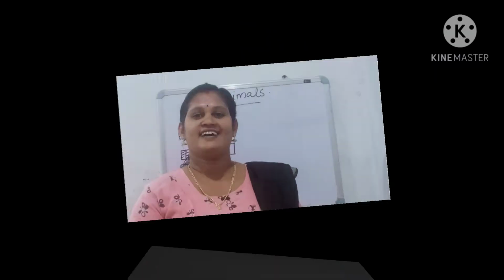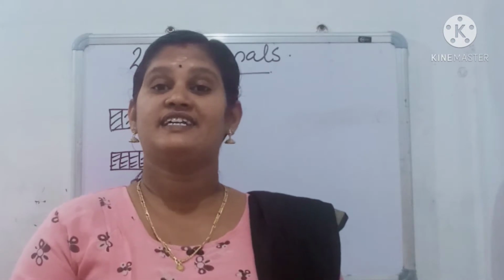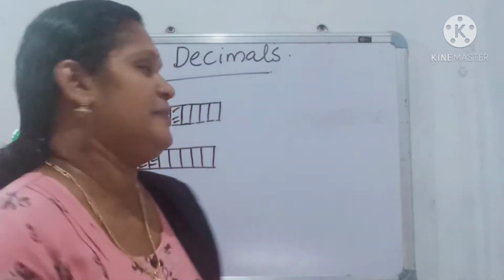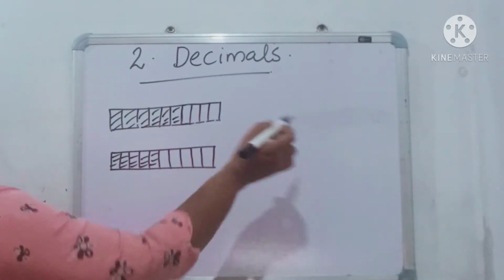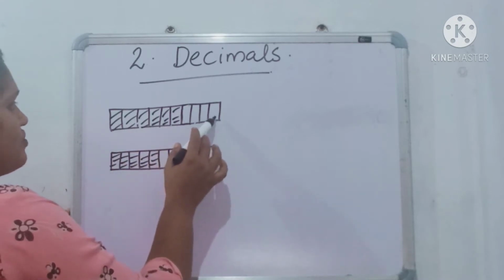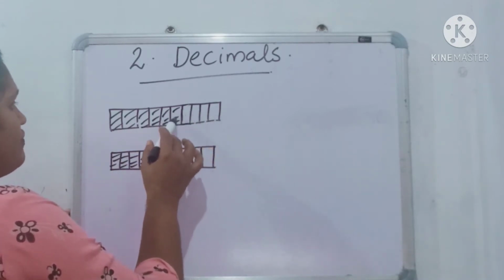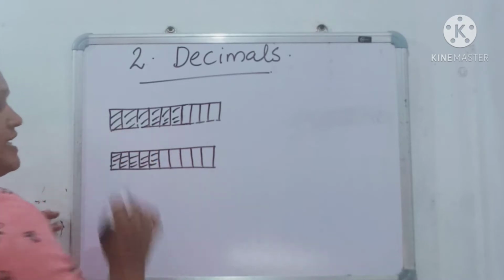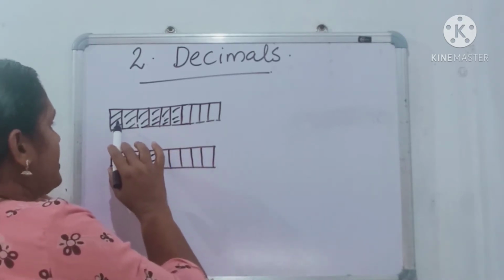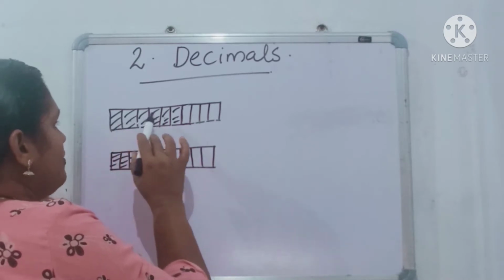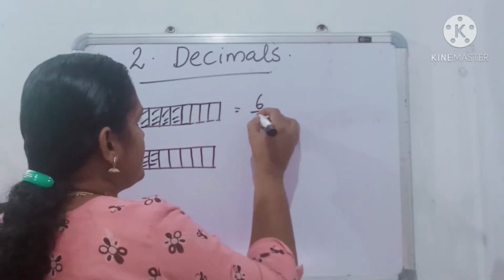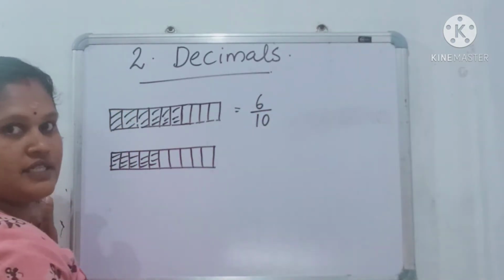Hi students, our next chapter is decimals. What is decimals? Listen carefully. Here, total how many parts are here? Small squares: 1, 2, 3, 4, 5, 6, 7, 8, 9, 10. Out of 10, how many parts are shaded? 1, 2, 3, 4, 5, 6 parts. 6 parts out of 10 are shaded.